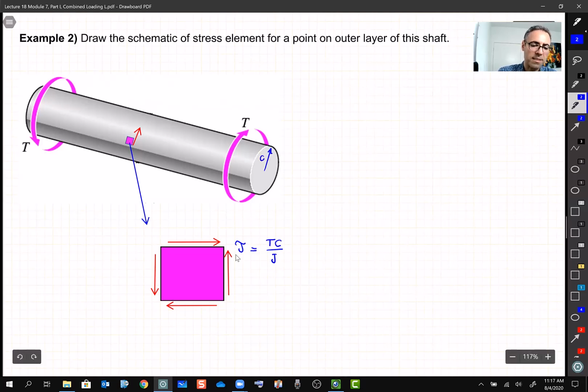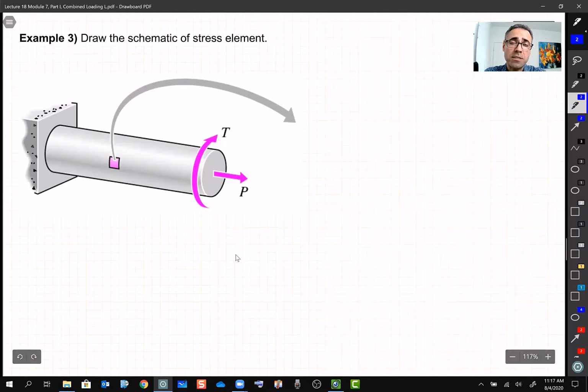C is the radius here. Or TR, some textbooks show it by R, some by C. So if you've seen a variation somewhere, don't get confused. TR over J, all right? So this is the state of stress for a 2D element outside a shaft. Questions so far? Seems very simple, right? So let's spice things up a little bit.